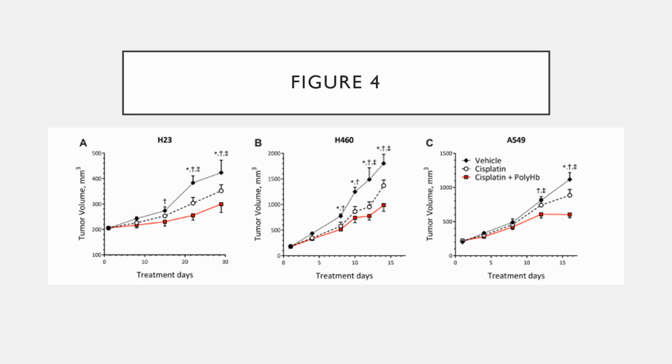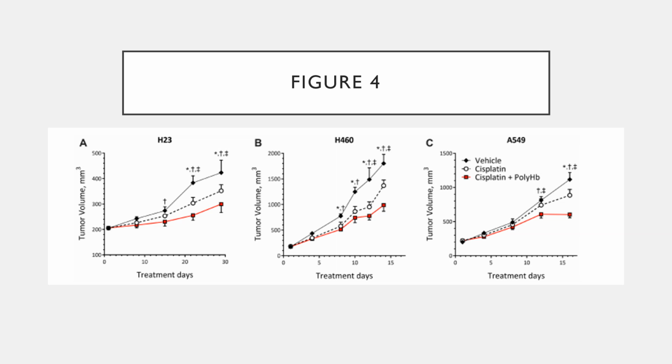So on the 15th day of treatment, the H23 tumor volumes that were treated with the cisplatin polymerized hemoglobin combination were smaller than the vehicle control. The small volume was preserved on the 22nd and 29th day of treatment, and on the 22nd and 29th day, the tumors treated with cisplatin in combination with polymerized hemoglobin were significantly smaller than the tumors that were treated with only cisplatin. We can also see that on the 22nd and 29th day of treatment, there was a smaller tumor volume that was shown in the tumors that were treated with cisplatin than the vehicle group, which was 0.9 saline.